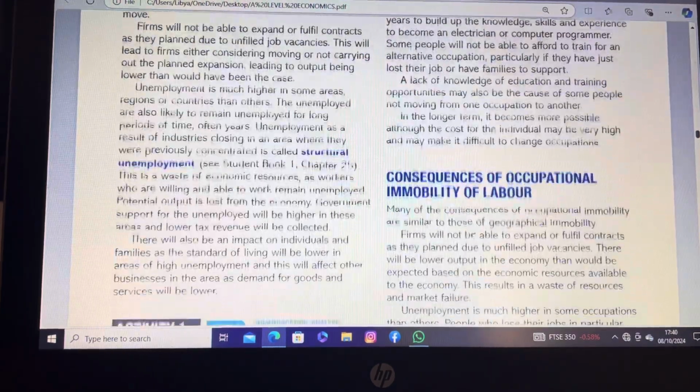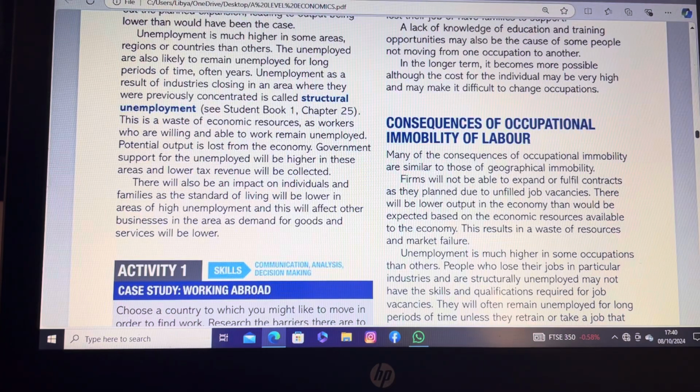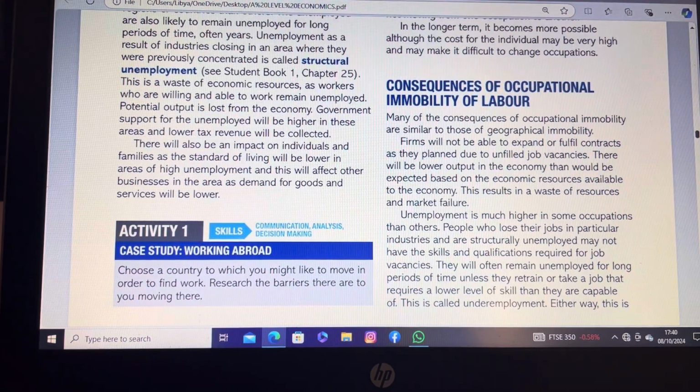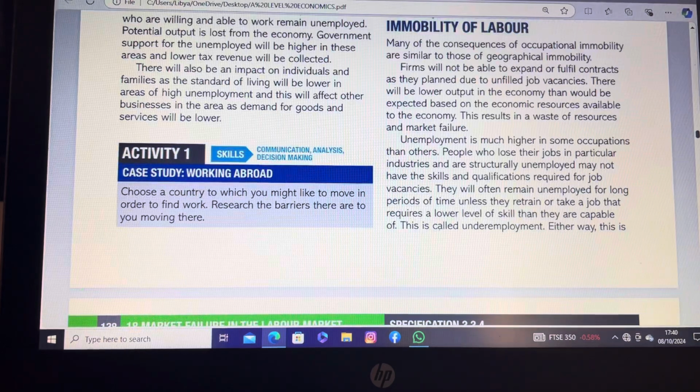Then what are the consequences of occupational immobility of labor? They say many of the consequences are similar to those of geographical immobility of labor. Firms will not be able to expand or fulfill contracts as they plan due to unfilled job vacancies. There will be lower output in the economy than would be expected based on the economic resources available to the economy. This results in a waste of resources and market failures. Yes, if workers are unable to occupy certain vacancies in certain areas, it may lead to waste of resources and market failure. And if this happens, it will lead to unemployment.